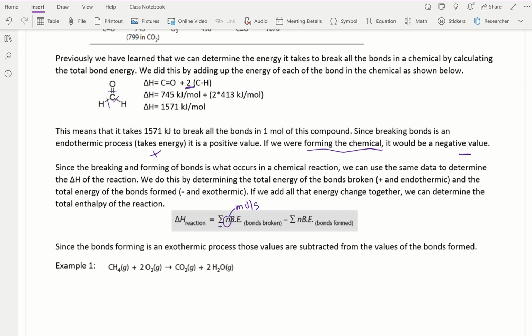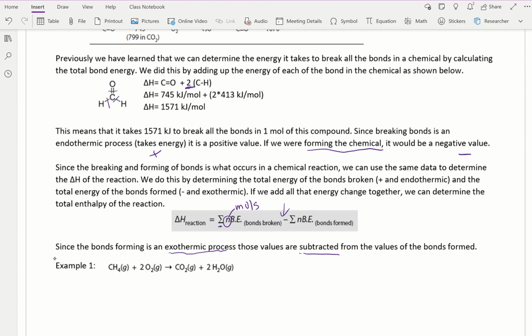That means sum of. And then instead of having to change the sign and make things negative, in our equation we just subtract all the bonds that are formed. Right? We sum them up, we add them up, we multiply that by the number of moles of those bonds and their bond energies, their bond enthalpies. Okay, so we're taking all the bonds broken and all the bonds formed, finding the total of each and subtracting them. Okay, so it says since the bonds forming is an exothermic process, those values are subtracted from the values of the bonds that are formed.